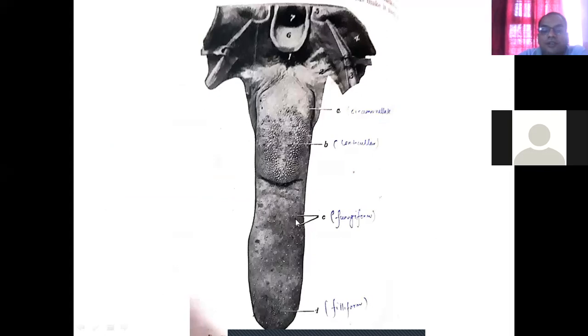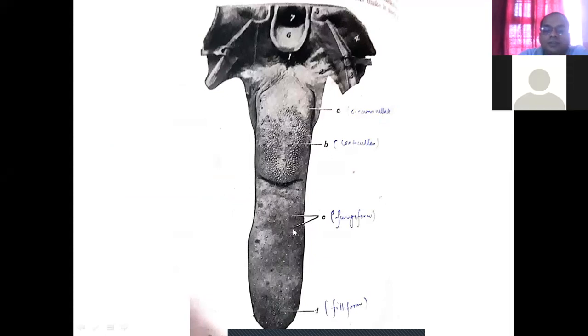And you can easily differentiate some smaller, rounded, elevated, whitish colored papillae. Is it visible? Yes, sir. You can easily differentiate. You see this white, rounded one. This is the fungiform papillae. The remaining papillae in front of the fossa lingui are the filiform papillae. And here on the torus lingui, you also see two kinds of papillae.